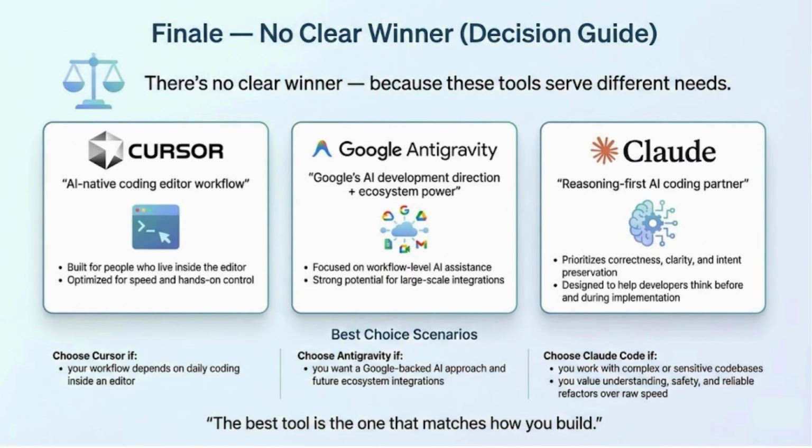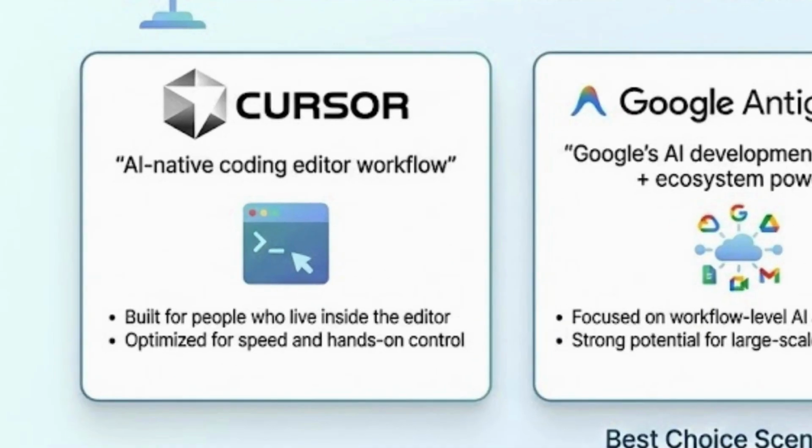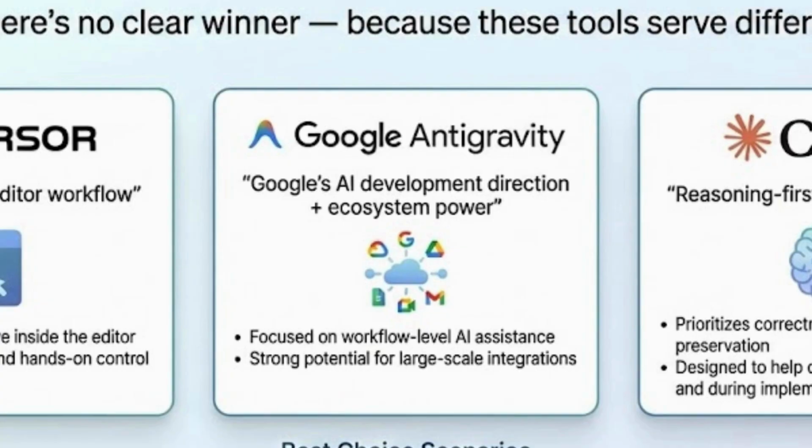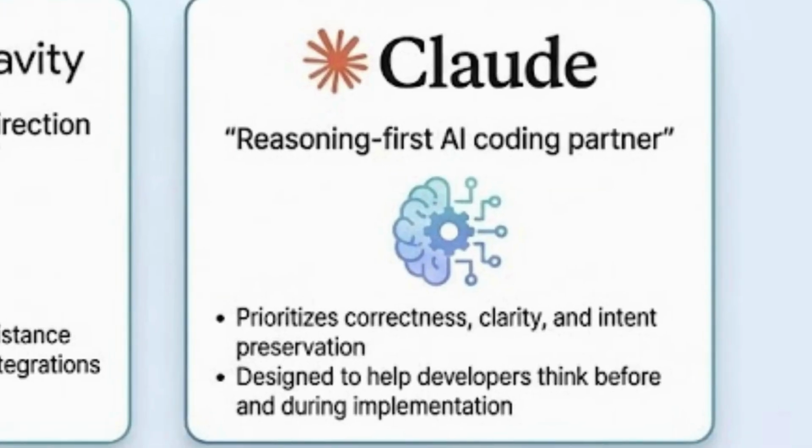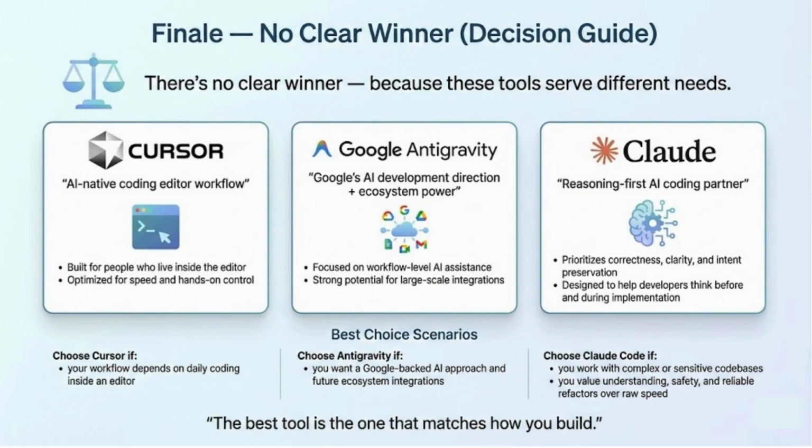When it comes to AI coding tools, there is no clear winner here. And that's the point. These tools serve different needs. Cursor is for developers who want an AI-native coding experience directly inside the editor. Antigravity is for those interested in Google's AI direction and the power of future ecosystem integrations. And Claude Code is for developers who want a careful, reasoning-first coding partner that prioritizes correctness and clarity. If your workflow is all about daily hands-on coding, Cursor makes sense. If you're betting on Google's long-term AI ecosystem, Antigravity is worth watching. And if you work with complex or sensitive code bases, Claude Code is a safer choice. At the end of the day, the best tool is the one that matches how you build.